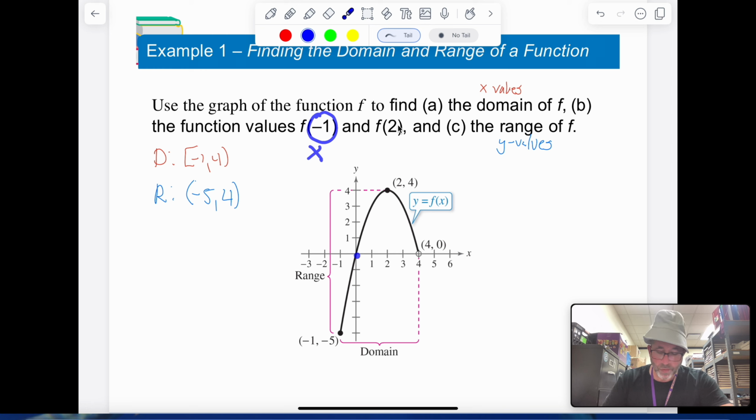So what we do is we go over here to where x is equal to 1, and then we're going to go up to the actual graph itself, which is right here, and then we look at what the y value is. That y value there is 3. So essentially, I'm asking you for a coordinate.